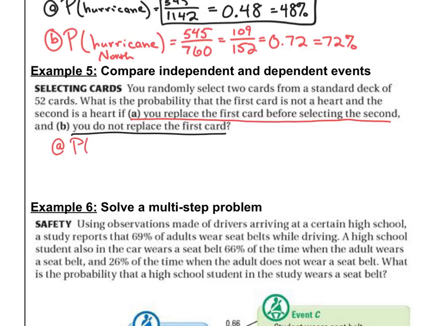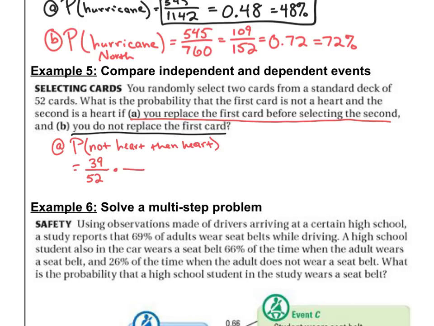We're finding the probability of a heart. Not a heart, and then a heart. So not heart, then heart. So probability that the first one is not a heart, there are 13 hearts in a deck. There are 52 total cards in a deck. So there are 39 cards that are not a heart in a deck.